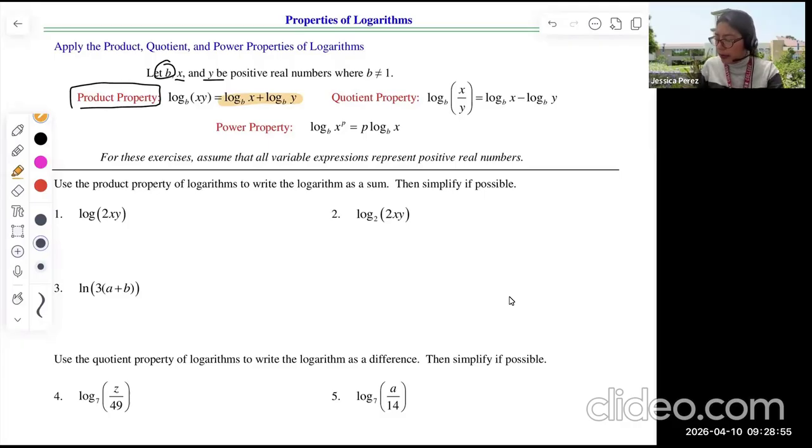Now the quotient property begins with x over y in a single log, and it converts to the log base b of x minus the log base b of y. And then lastly, the power property says if you have a log base b of x to the p power, the exponent will actually come to the front of the log. So you'll have p log base b of x. So what we're going to be doing is using these properties.